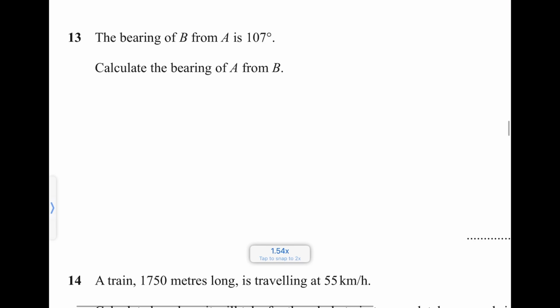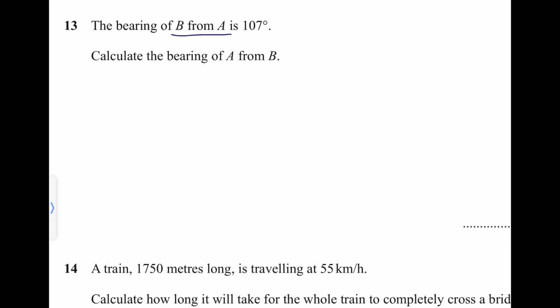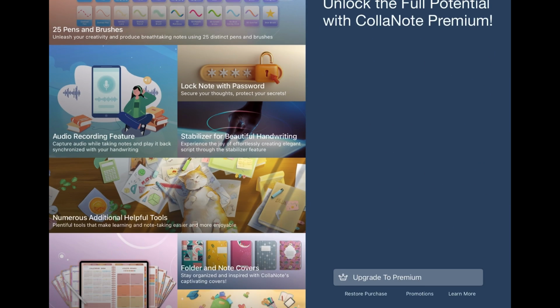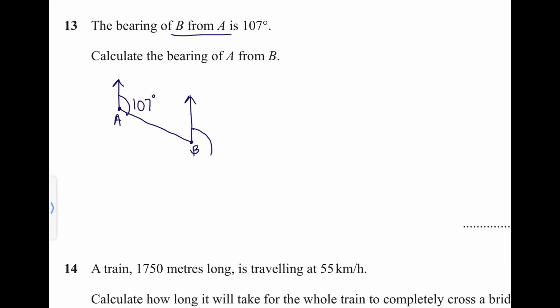Find the bearing of B. Okay, the bearing of B from A is given. Find the bearing of A from B. Now, in these questions, I would recommend you guys to draw the diagram. So here we have the point A, and here we are told that there's a bearing to point B, and this bearing is 107. So they're asking how would you go from B to A in the bearing, so basically asking you to find this direction.